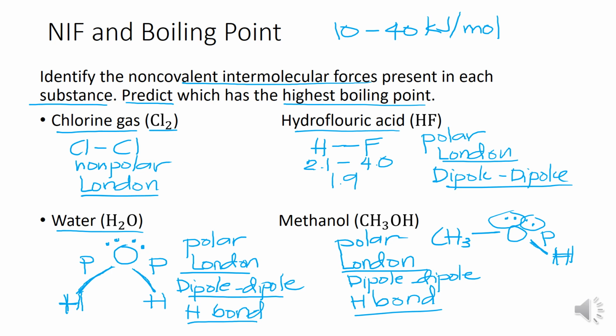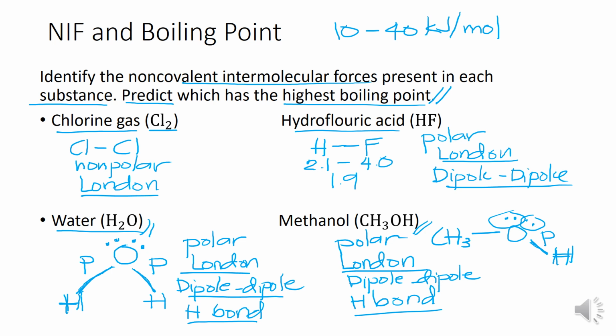So for the question of which substance has the highest boiling point, it looks like we have to compare water and methanol, because they both have hydrogen bonds. Whichever substance has more hydrogen bonds should have the higher boiling point.